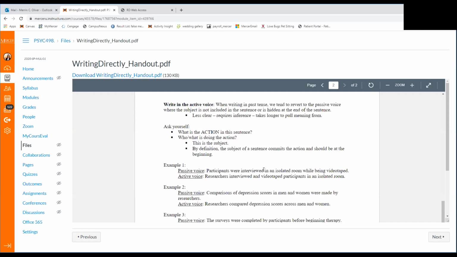So looking through the sentence, the verb is interviewed. Who is doing the interviewing? Well, participants aren't doing the interviews. They're actually the ones being interviewed. They're the object of the sentence. Researchers are the subject here because they're committing the action. And in this passive voice, we've completely eliminated them from the sentence. And so to rewrite in the active voice, you want to find what the action is, interviewed and videotaped. And then you want to make sure the subject who's doing that action ends up at the beginning of the sentence as the subject actively doing the action.